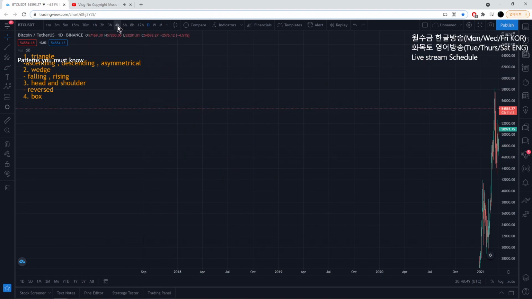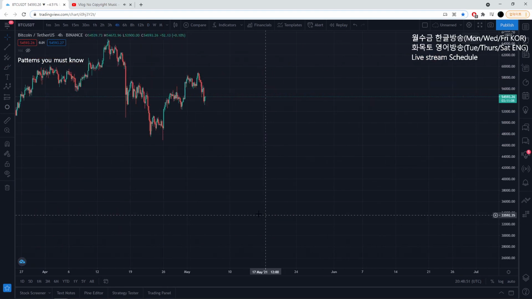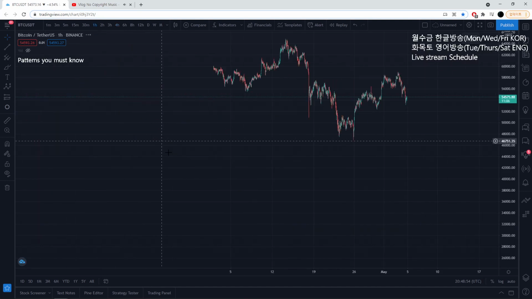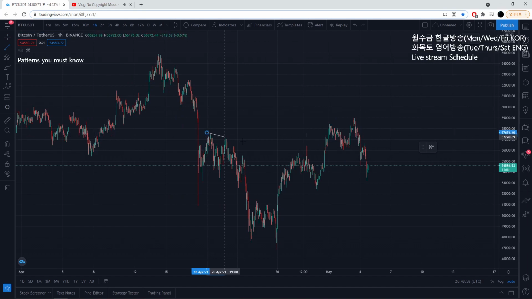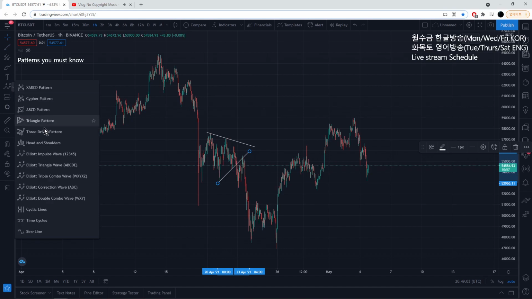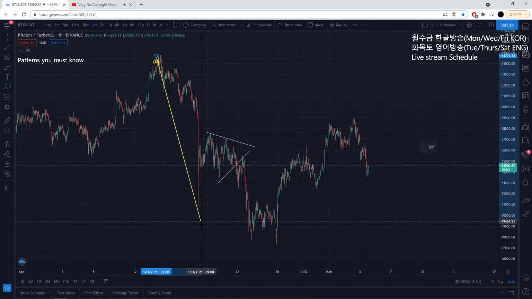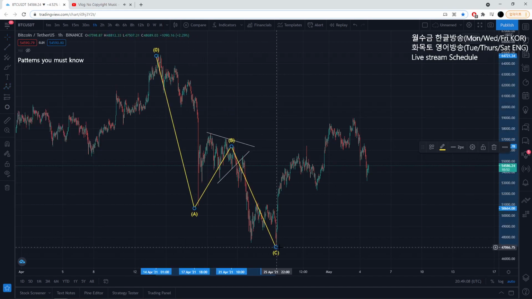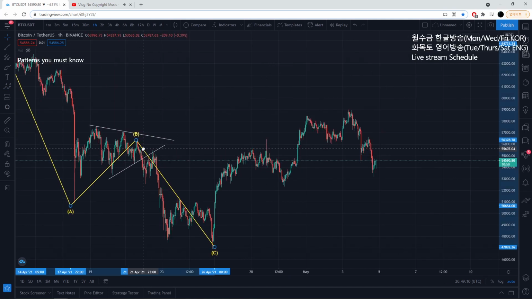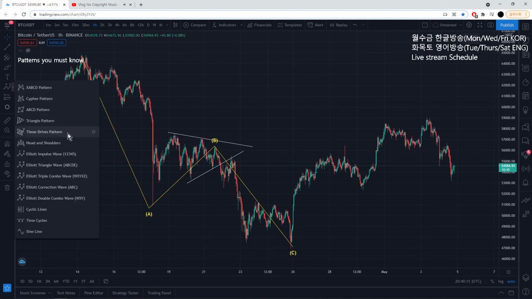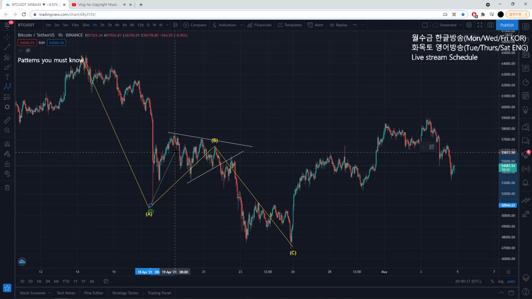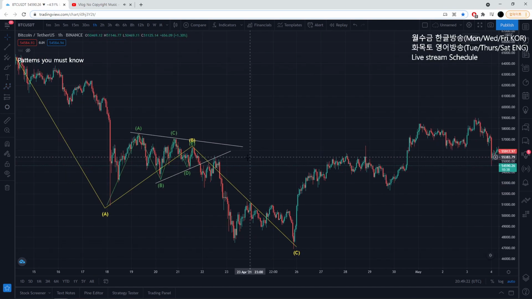So let's go to Bitcoin and I'll give an example. Recently there was a triangle formed here, right? So this was A, B, C. Within ABC, you are able to see the B correction was a triangle, right? 1, 2, 3, 4, 5. A, B, C, D, E.